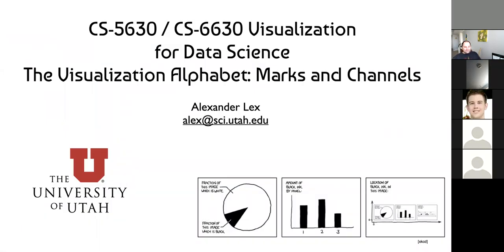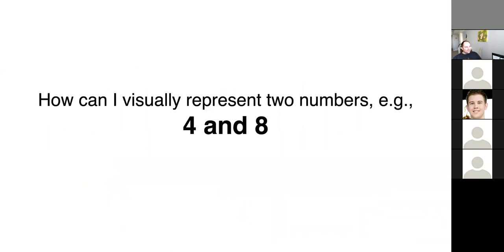Okay, so now I want to try something. This is about the visualization alphabet, how we can encode data on a screen or on paper or whatever. I don't know whether this works, but try to draw on my shared screen. Can you guys annotate? Does that work? Okay, great. So draw on my screen. How can I represent two numbers, for example, 4 and 8? Try to draw different ways of how I can represent 4 and 8. I'll start. If you have your view option, annotate.